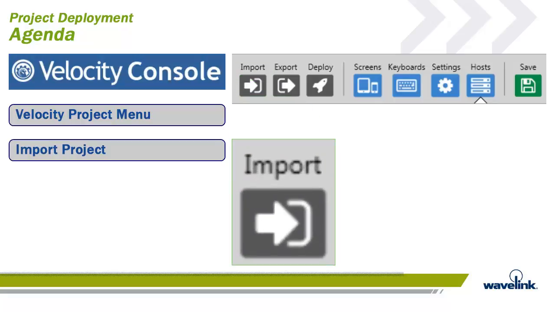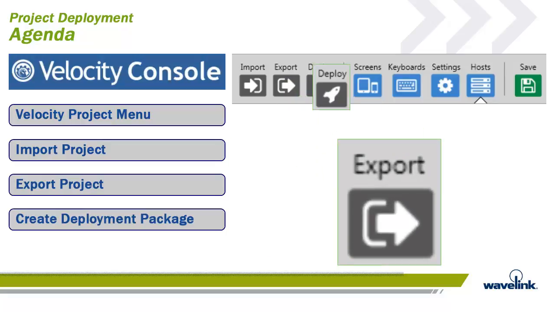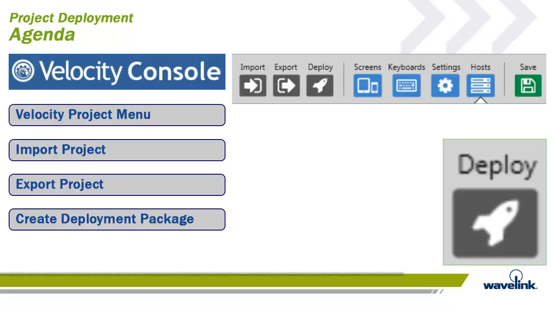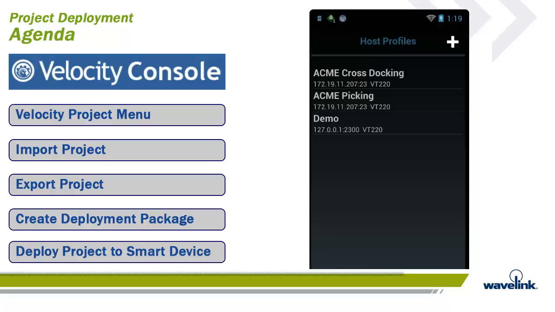The project is defined as the configuration of a host profile for a smart device. This module will discuss how to use the Velocity project menu to import a project, export a project, build a project deployment package, and finally, how to deploy the package down to the smart device.